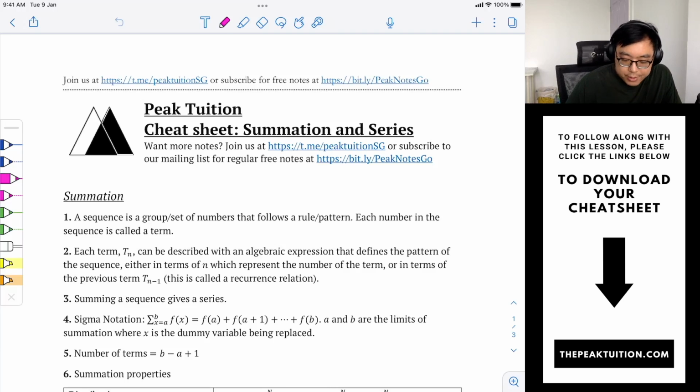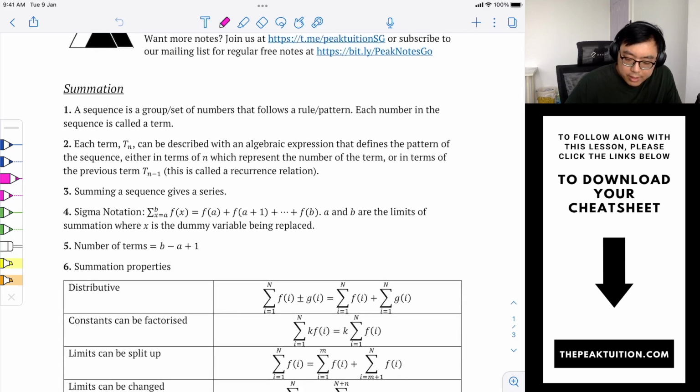So to start with, we talk about summation. In summation, we begin by starting with sequences, which is a group or set of numbers that follows a rule or pattern. So each number in this sequence is called a term. Each term can be described with an algebraic expression that defines the pattern of the sequence, either in terms of n, which represents the number of the term, or in terms of the previous term, t n minus 1.